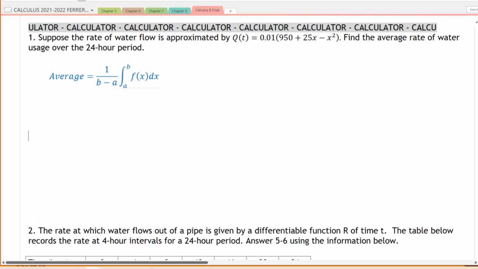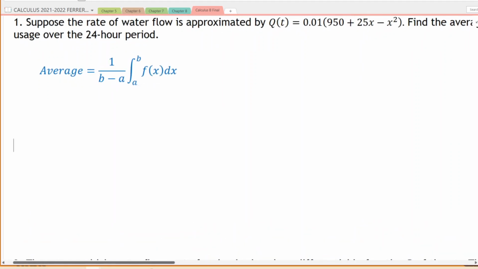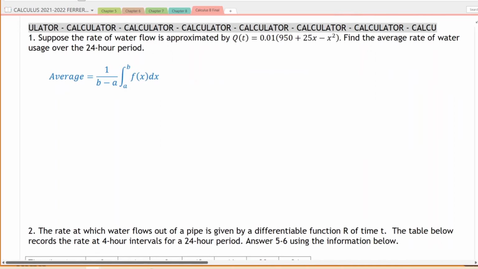So just to remind us, the average of anything in calculus is 1 over b minus a multiplied by the integral from a to b of f of x. This will give me the average of f on the interval from a to b. Well, we want to find the average water rate. Where is that? The average rate of water usage, right over here.